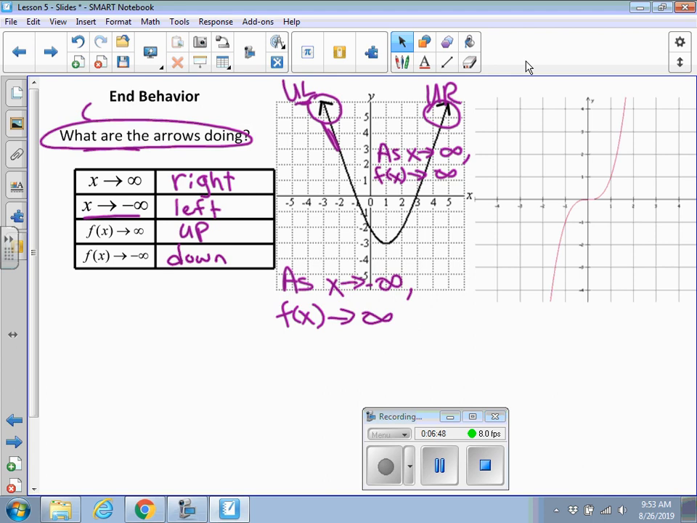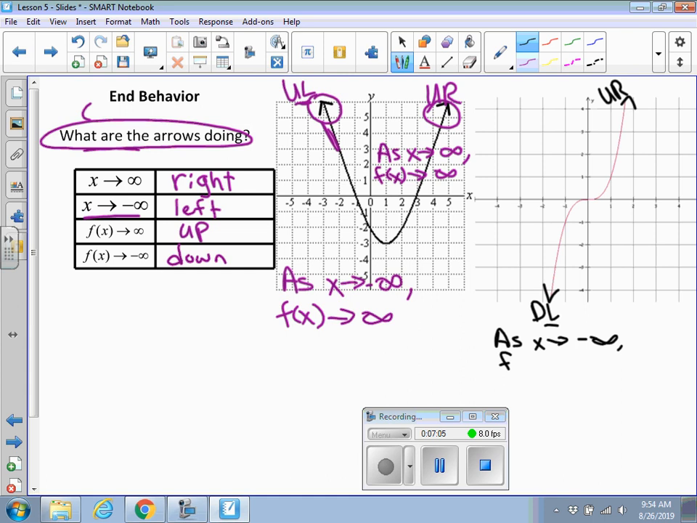My next example is a cubic. You should recognize that parent function. I'm going to label my arrows first. This arrow is going down and to the left. This arrow is going up and to the right. Because I'm going to the left, as x goes to negative infinity, where am I going? I'm going down. So f of x goes to negative infinity as well. On the right-hand side, as x goes to positive infinity, I'm going up. So f of x goes to positive infinity as well.